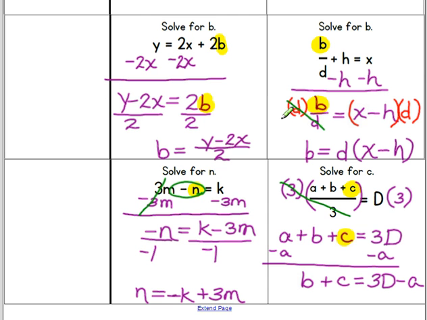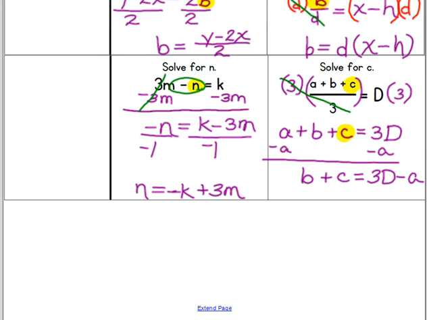And then we still need to get c by itself. So then we would also need to remove the b from the left side. So we could subtract b and subtract b. And so now all that's left on the left side is c, and that's equal to 3d minus a minus b. And so that would be the equation solved for c.